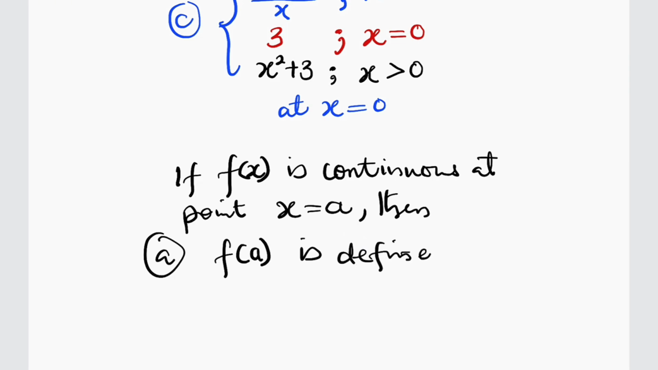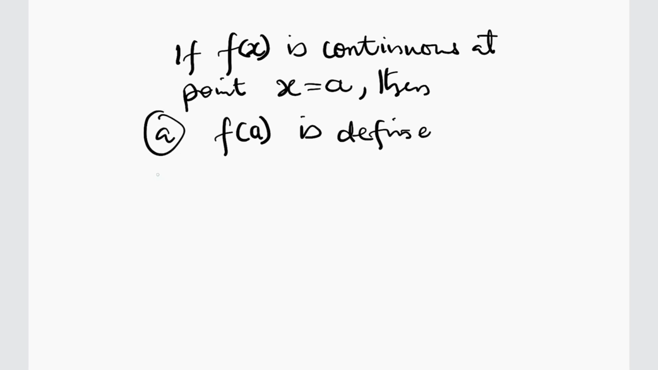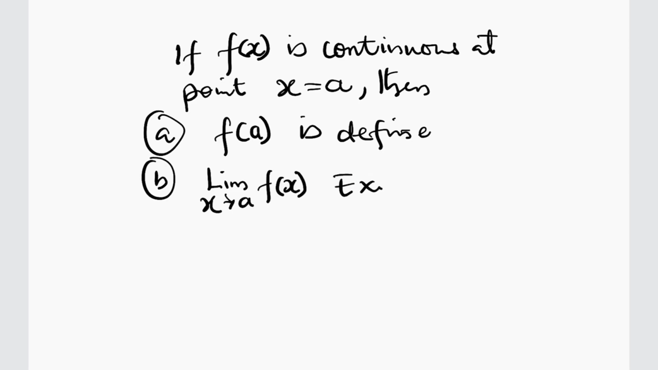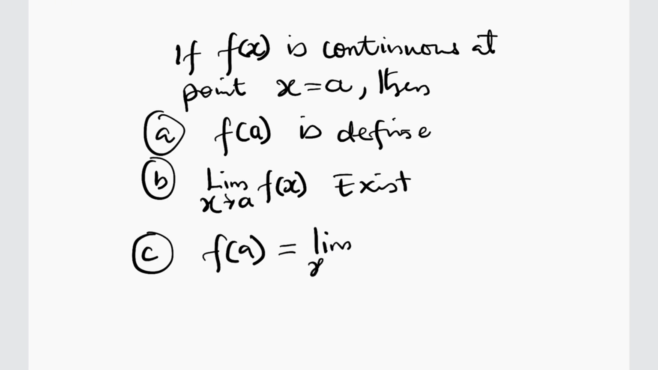What does it mean? It means if you take a, you plug it into that function, you must get a value. And the second thing you should know is the limit of that function at that particular point must exist. So the limit as x approaches a of that same function must exist. And lastly, this f of a, which is defined, must be equal to the limit as x approaches that value a of the same function.